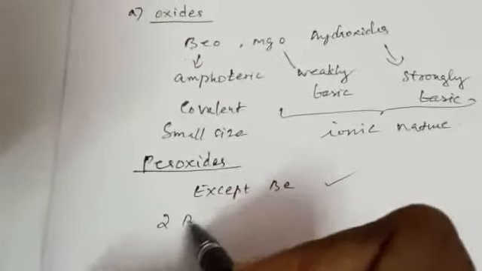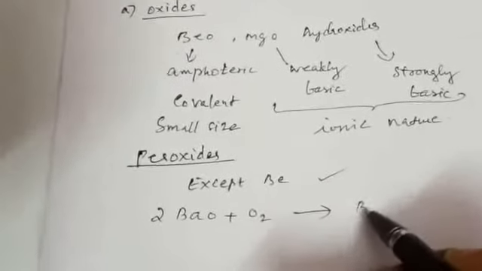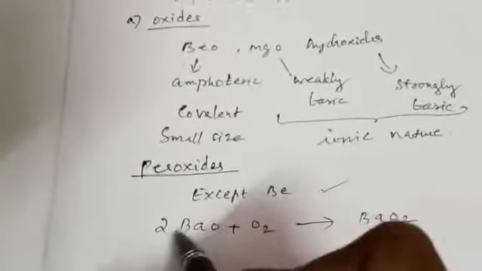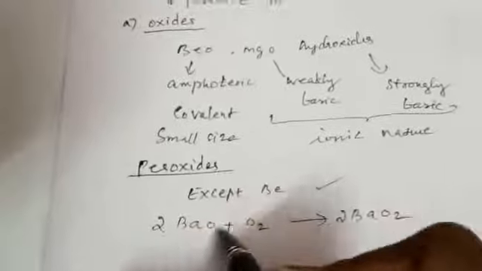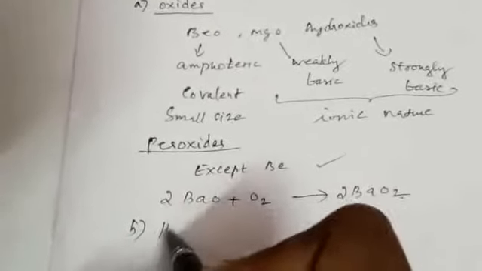Example: 2BaO reacts with oxygen to give BaO2. How many? 2 times. Oxygen 2 plus 2 is 4. Second, hydroxides.